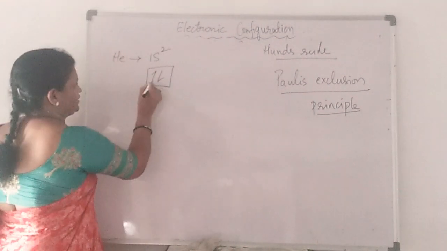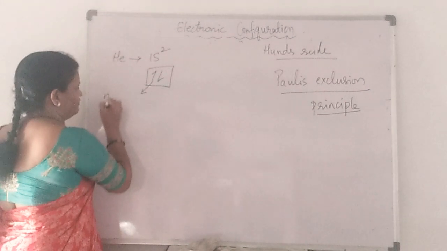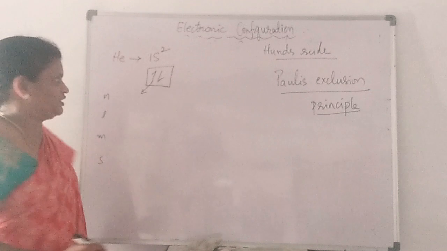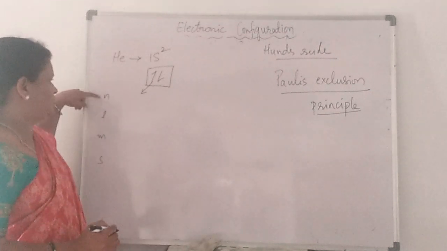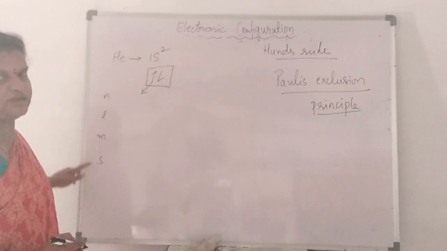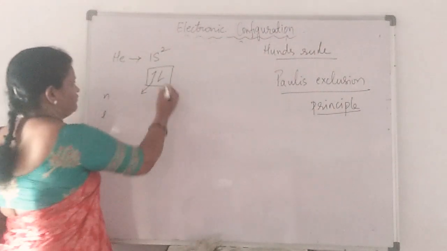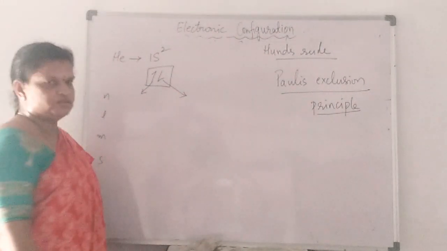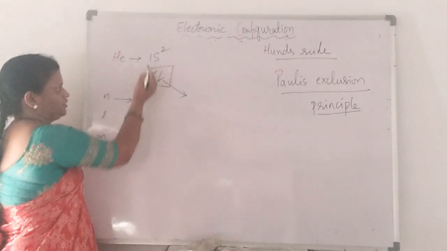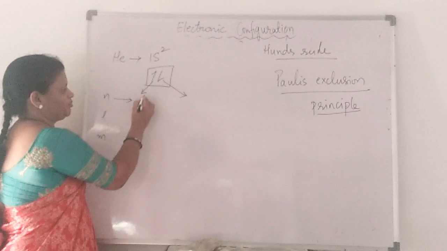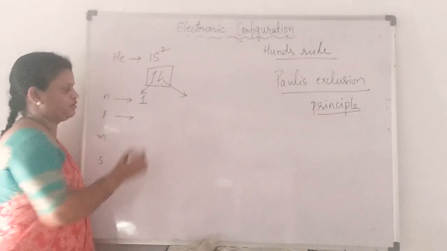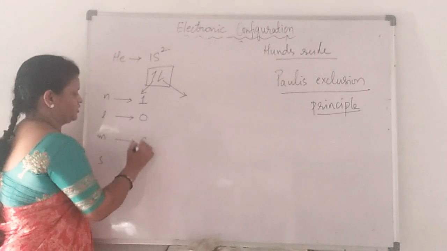For this first electron, we will write all n value, L value, M value, S value. What are these? Principal quantum number, azimuthal quantum number, magnetic quantum number, spin quantum number. For the second electron also we will write all the 4 values. So for this, n value, it is present in first shell, so we will write principal quantum number value 1, azimuthal quantum number value, as it is there in S subshell, we will write 0, M value also 0.